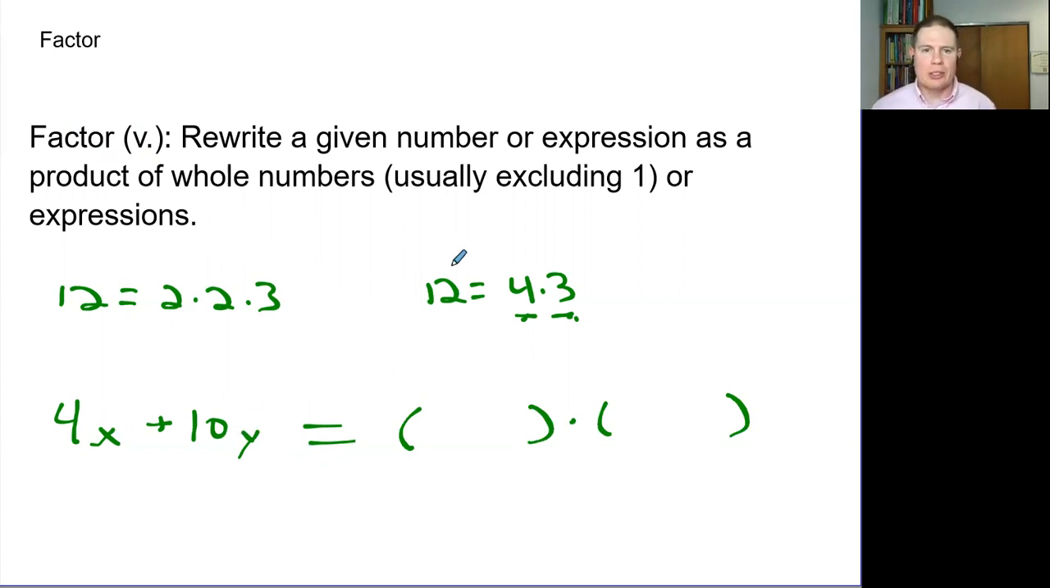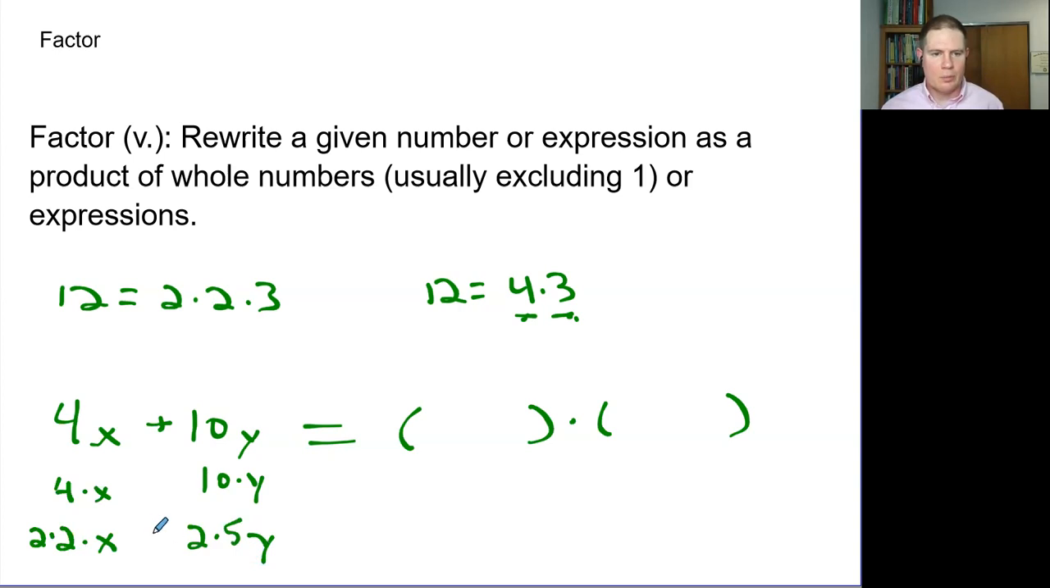Well, it's really the same process that we use to factor whole numbers, right? I'm looking for, well, what can I multiply to get 12? Well, let's look a little bit at a time. To figure out what I multiply to get 4x, that's 4 times x. And 4 is 2 times 2 times x. And 10y, that's 10 times y. And 10 is 2 times 5 times y. Okay, well, that's still a sum.